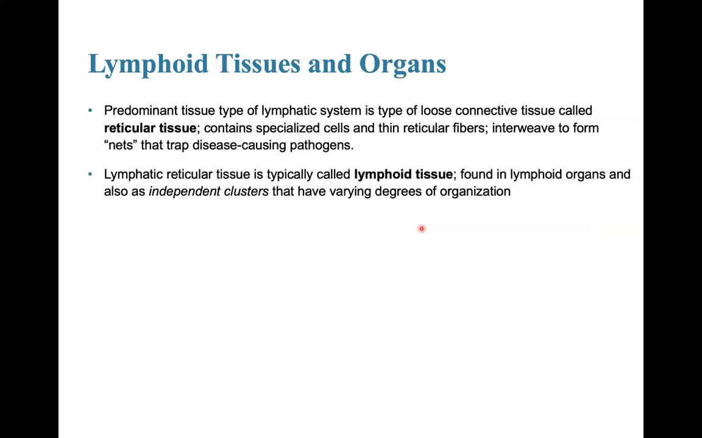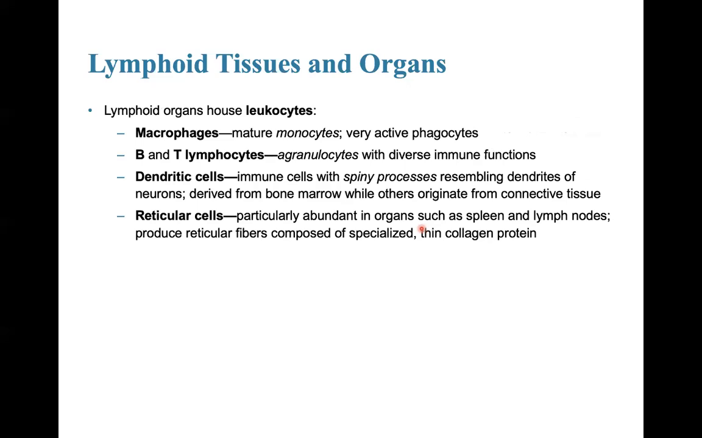Now, the predominant tissue type of the lymphatic system is a type of loose connective tissue called reticular tissue. This contains specialized cells and thin reticular fibers that interweave to form nets that trap disease-causing pathogens. The lymphatic reticular tissue is typically called lymphoid tissue, and it is found in lymphoid organs and also as independent clusters throughout the body that have varying degrees of organization. The lymphoid organs will house various types of leukocytes. We'll talk about these when we get to the immune side of things.